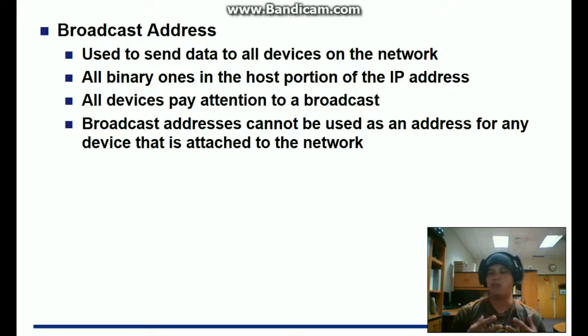So that is one big reason why we want to break down our huge Class A, Class B, and even Class C networks into smaller networks, so not everyone is sending broadcast messages out to each other. Two classic examples of a broadcast message are an ARP request and a DHCP discover message, also a DHCP request message as well. Broadcast addresses cannot be used as an address for any device attached to the network. If you tried to apply that IP address to your host machine or your router, it should give a message saying incorrect, cannot be used.